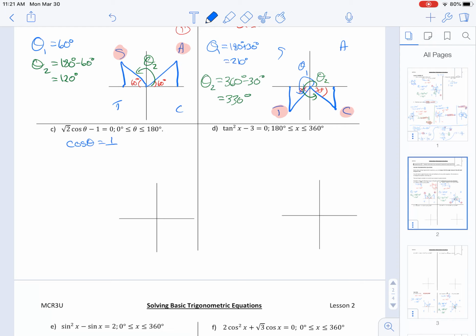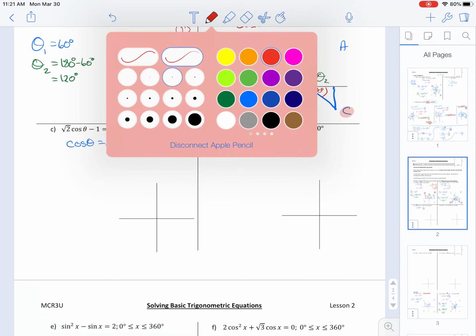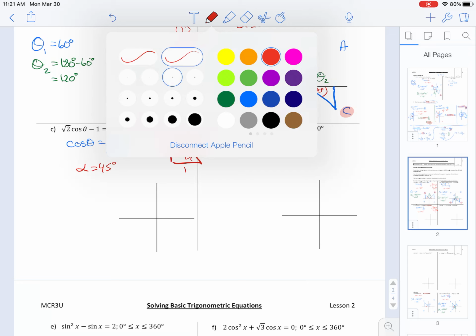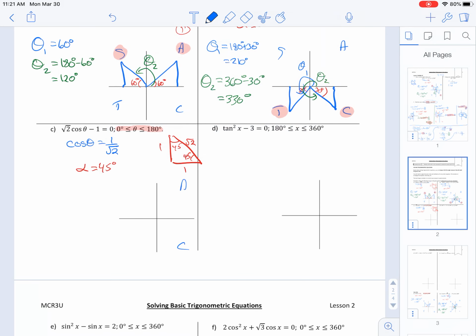Again, isolating for theta, I'm going to move the 1 over, and I'm dividing by root 2. And so this time my alpha, again, if you look at the special triangles, this is the 45 one. I know that because I've got this root 2 in the equation and a 1. So the related acute angle is going to be 45. Notice here there's a bit of a trick. They're asking in the question to go between 0 and 180. Before, they were asking for between 0 and 360.